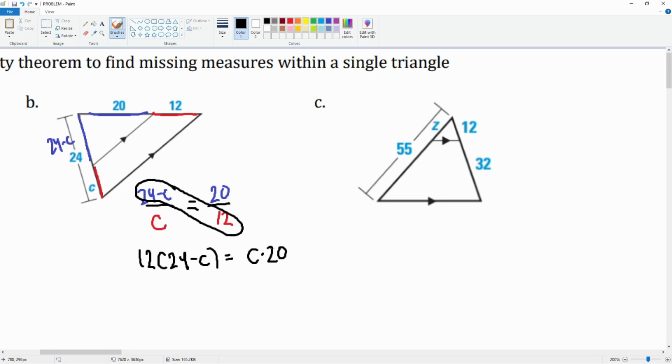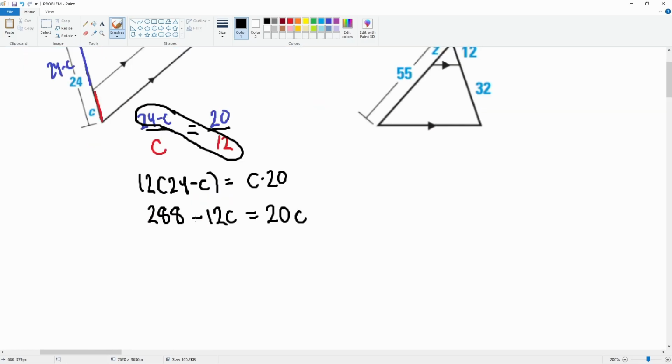What is 12 times 24? We have 288 minus 12C is equal to 20C. All right. Add 12C to both sides. This gets you 288 is equal to 32C. Divide 32 to both sides. This gets you 288 divided by 32 is equal to 9.